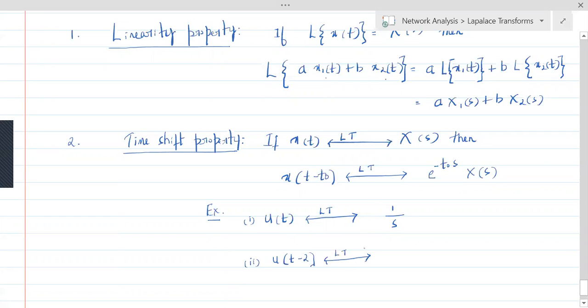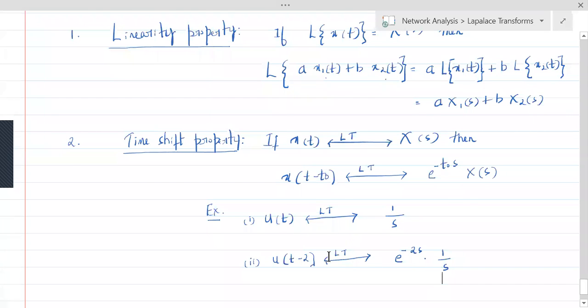From the time shift property, what you should understand is that the Laplace transform of u of t needs to be known. Along with that, we need to have an exponential. What is that exponential? e power minus 2s. Which is the basic signal? The basic signal is u of t, and u of t is being shifted. What is the Laplace transform of the basic signal? It is 1 by s. So if you have a signal u of t, it is 1 by s. If you have a time shifted signal, then it is 1 by s into e power minus 2s.